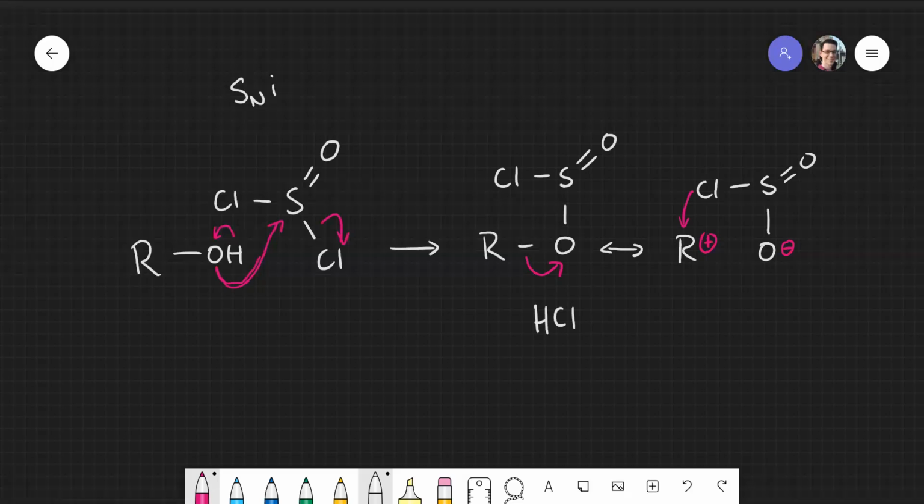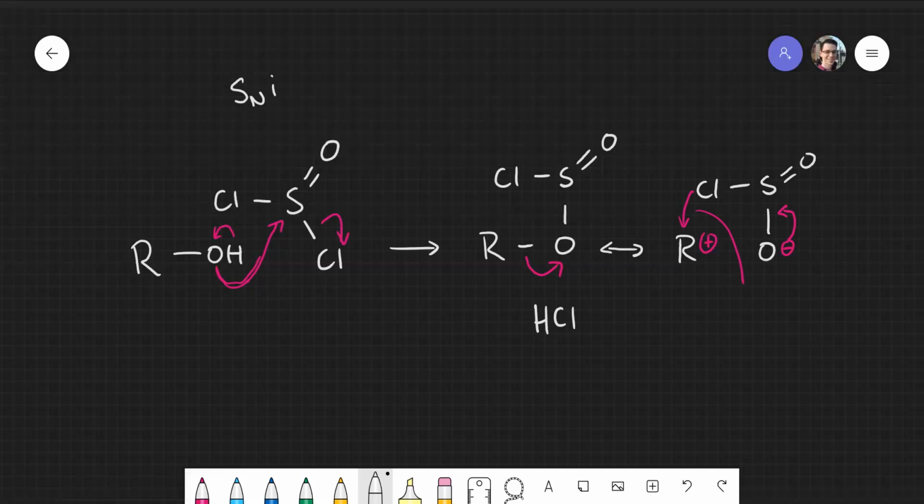Okay, when that happens, we'll end up getting an alkyl chloride. The important thing about this, unlike a typical SN2 reaction, is the location. This is not a backside attack. Because of just the orientation of the molecule, chlorine and oxygen are on the same side of R. Okay, so you can think of this as a same side attack.